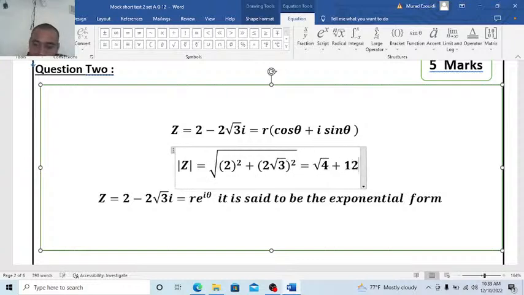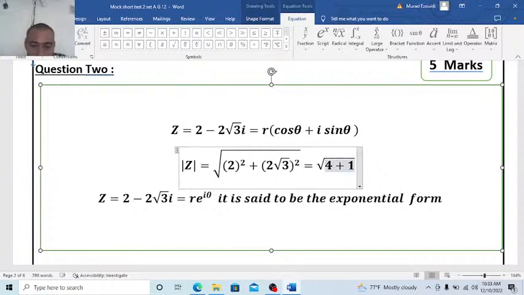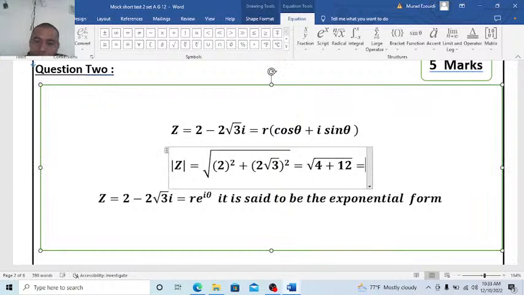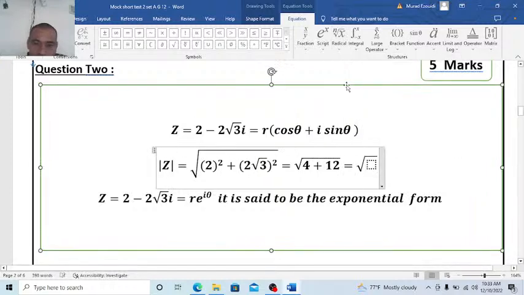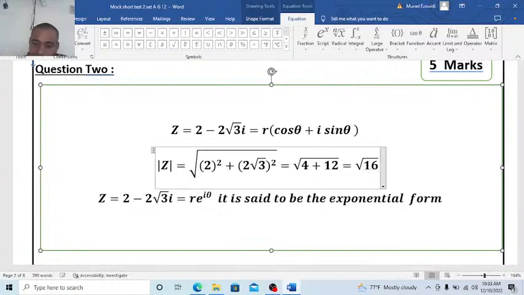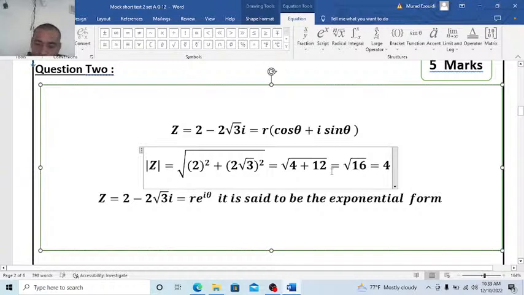This one equals what? Equal to plus 12, which is equal to the square root of 16, which is, in fact, 4. Now I find the modulus. I should find the argument of z.